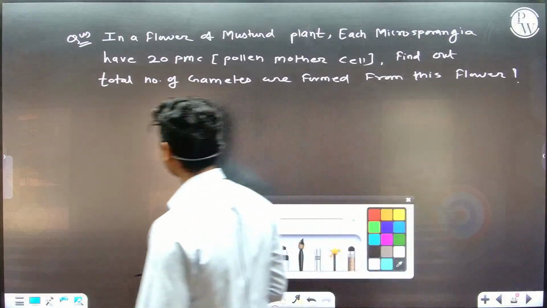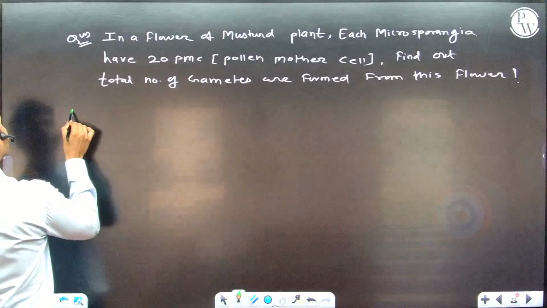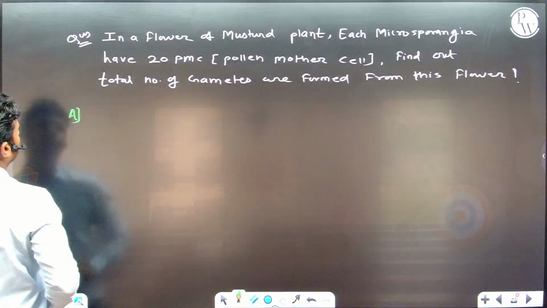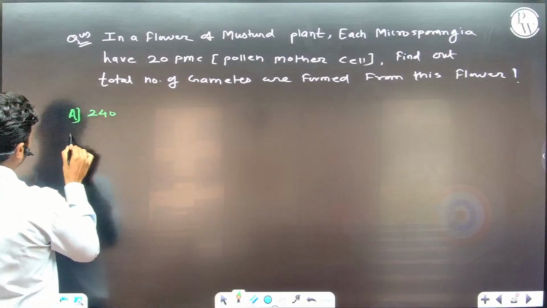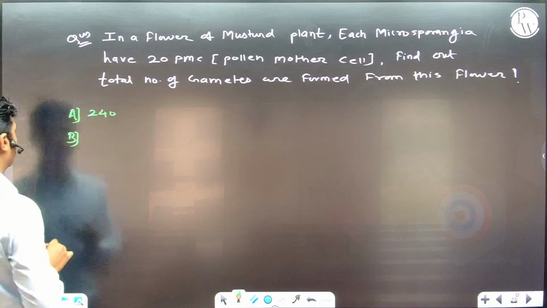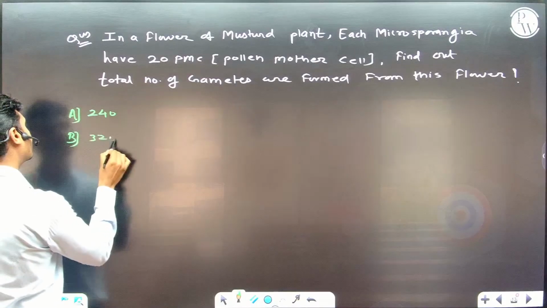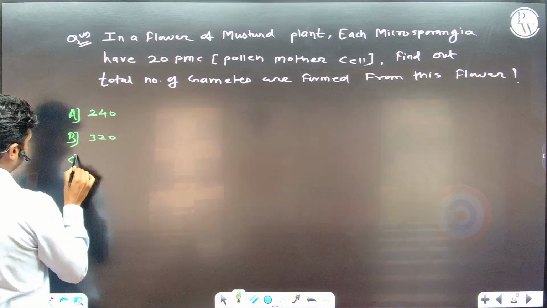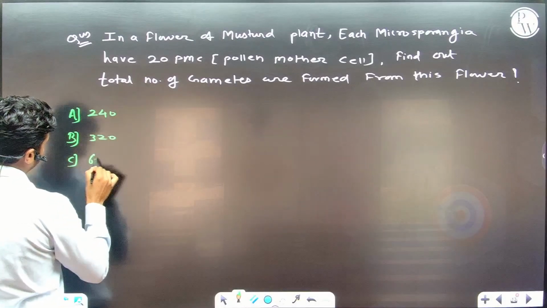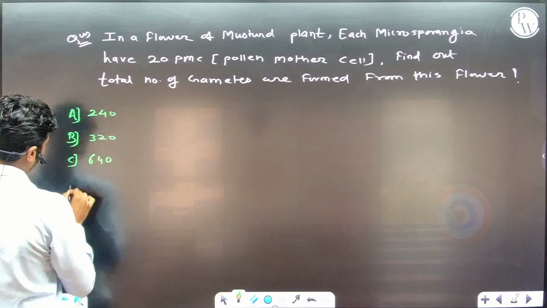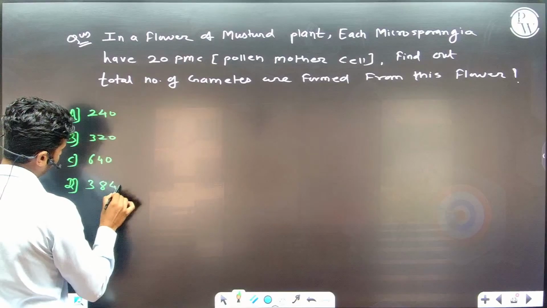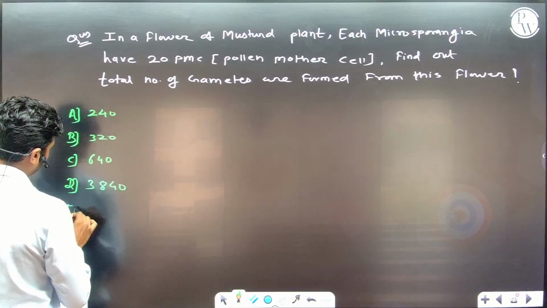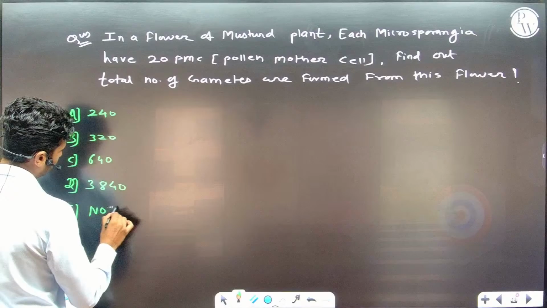Option number A is 240. Option number B is 320. Option number C is 614. Option number D is 3840. Option number E, NOTA.